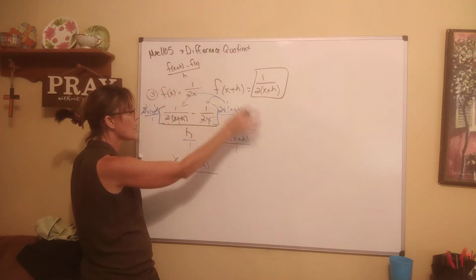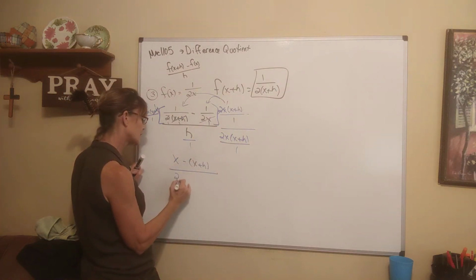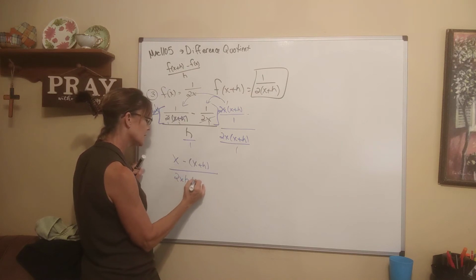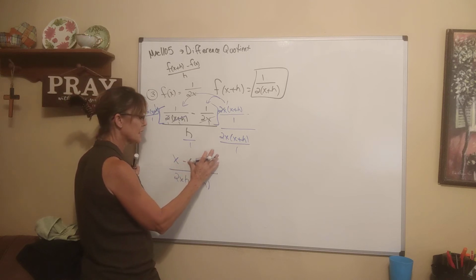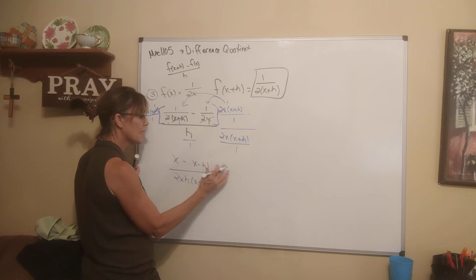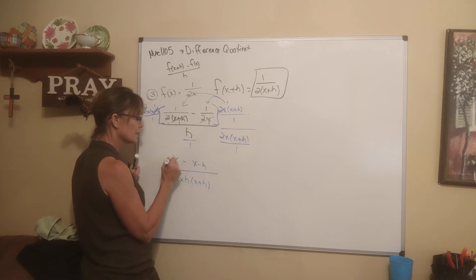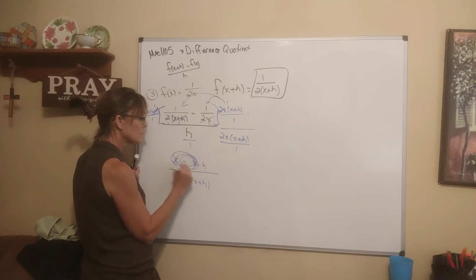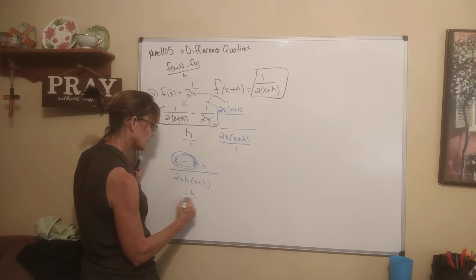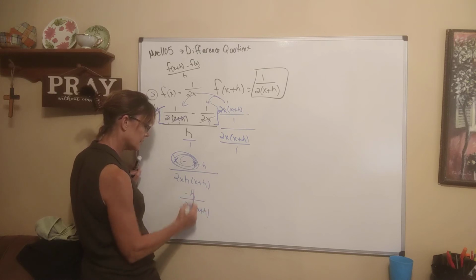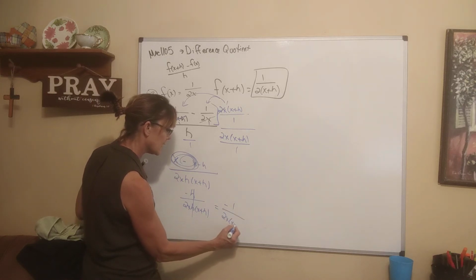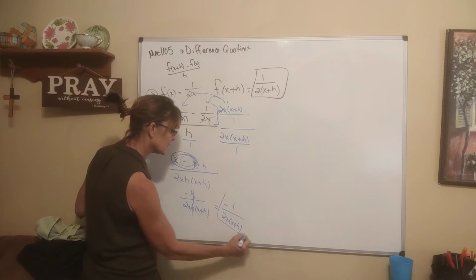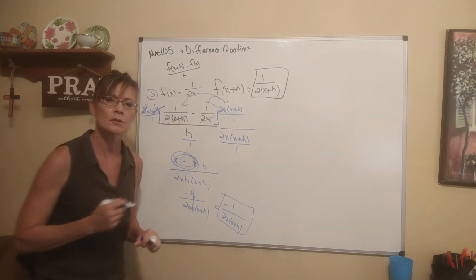That simplified that a whole lot. In the denominator, nothing cancels out. I just have 2 times x times h times x plus h. That's what I have. Now let's distribute this negative 1. Negative 1 times x is negative x. Negative 1 times h is negative h. X minus x is a big 0. I'm left with a negative h over 2 times x times h times x plus h. What's going to happen is those will cancel. I get a negative 1 over 2x times x plus h. This is the simplified difference quotient.